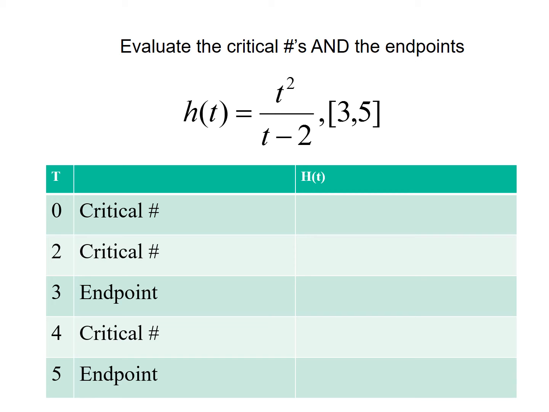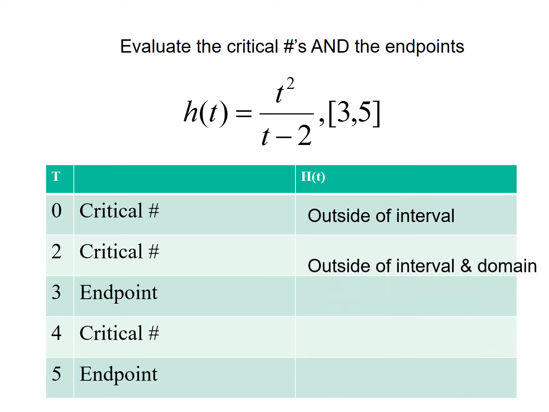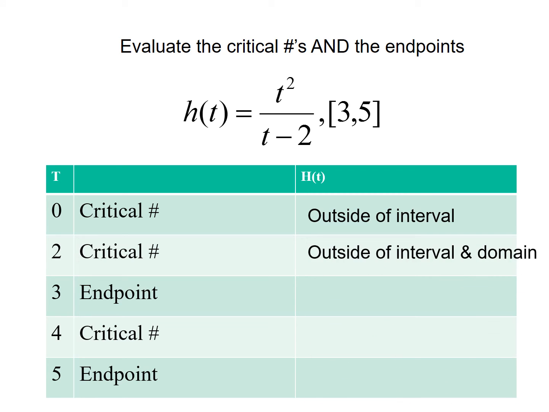So we found our critical numbers were 0, 2, which is not in the domain, and 4 was our other critical number. Then we have to check 3 and 5 because they're endpoints. So 0 is outside of our interval, which is from 3 to 5. 2 is outside of the interval, but it's also outside of the domain. So we just have to look at 3, 4, and 5.